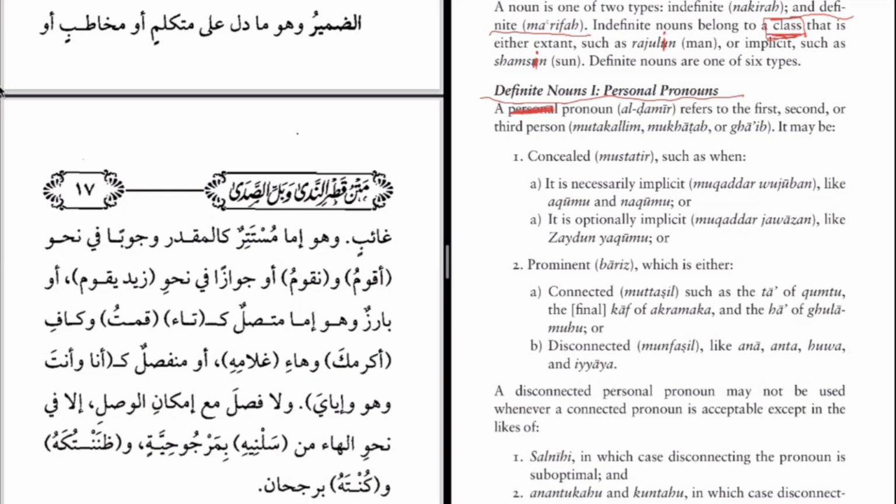Al-mutakallim, the speaker, that has very clear, frank, straightforward meaning. أو مخاطب, or addressee, the one spoken to. أو غائب, or the absent one, means the one not being spoken to, the one you're not talking to, even if you were present.